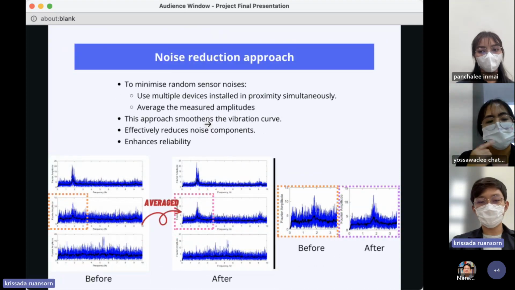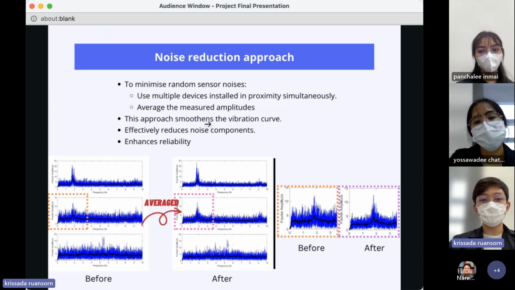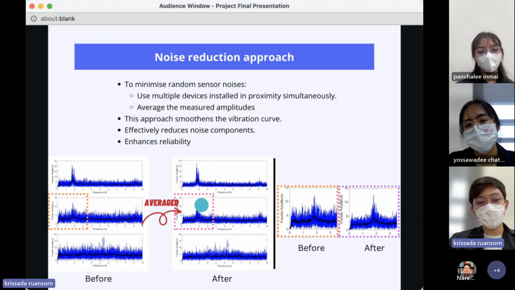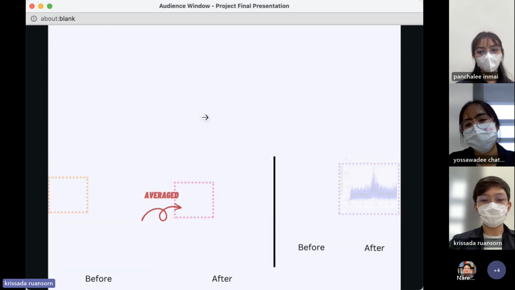For the approach of noise reduction, we minimize random sensor noises by using multiple devices installed in proximity simultaneously. This approach can effectively smoothen the vibration curve, as you can see at the bottom here. This is the one before averaging, and this one is after. As we zoom in here, we can see that all this fuzziness gets smoothened out after averaging, enhancing reliability.